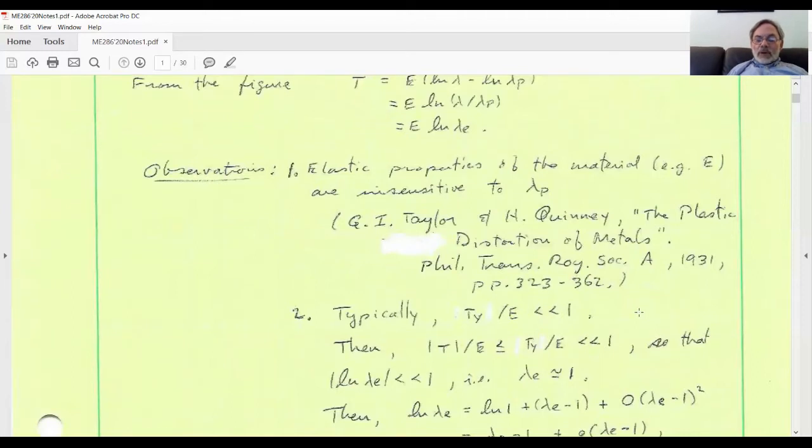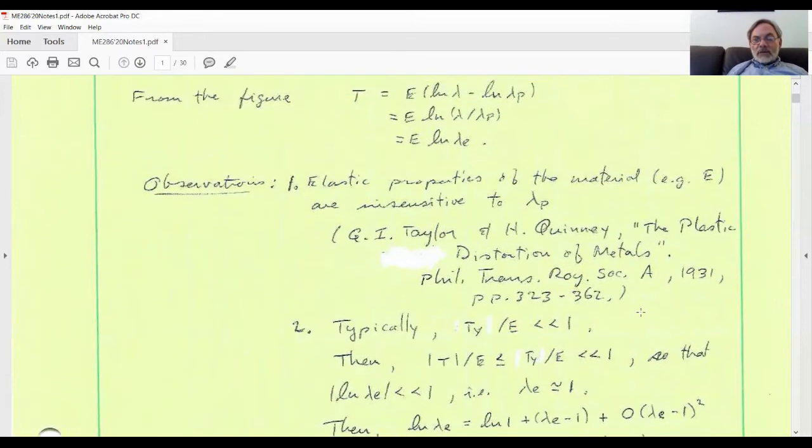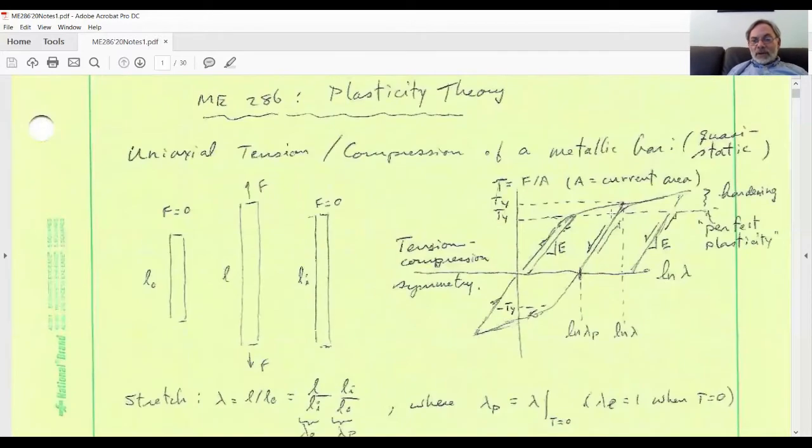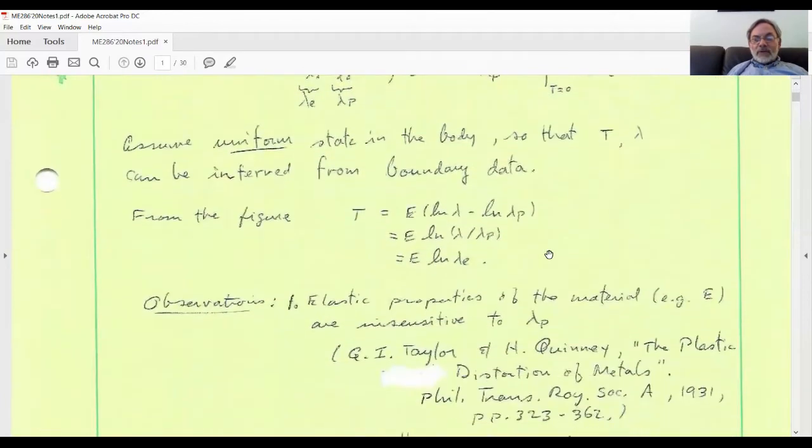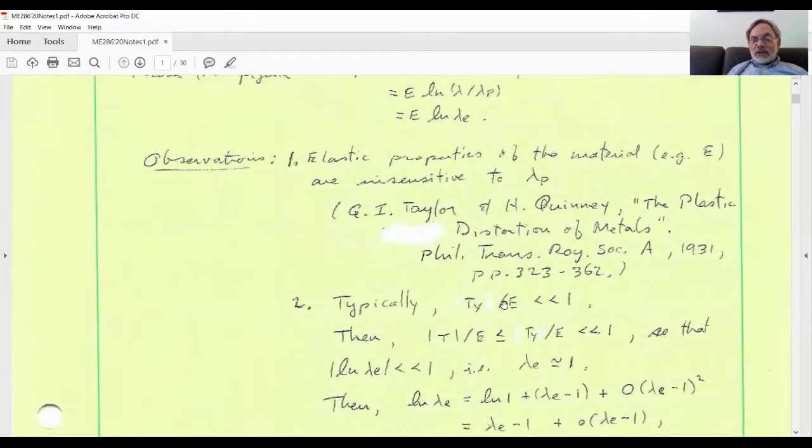Something else we observe, although it's not indicated in the figure, is that the yield stress, T sub y, even if it changes, even if it evolves, is very much smaller than the value of the Young's modulus. These, of course, have the same physical units, so their ratio is dimensionless, and that ratio is much less than 1 in magnitude. So the absolute value of stress, be it tensile or compressive, divided by Young's modulus is bounded above by the current value of the yield stress divided by Young's modulus. That will be very much smaller than 1.